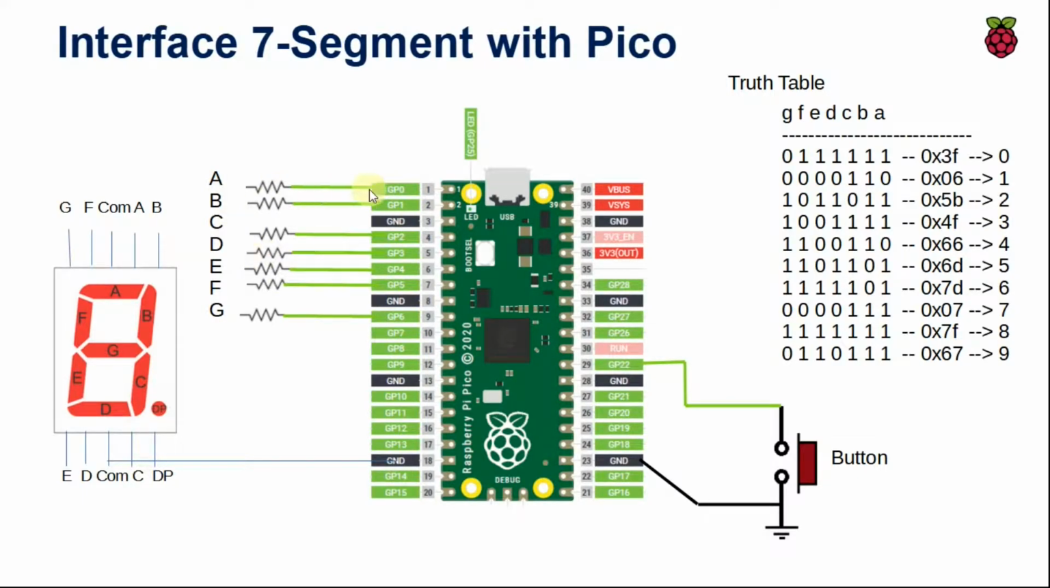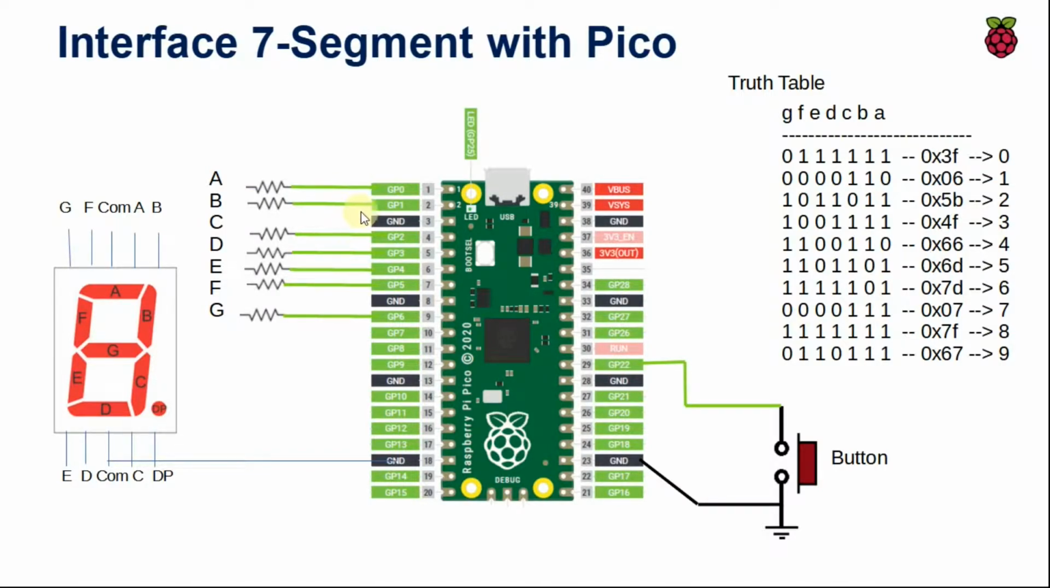So you need to connect GPIO 0 to A and GPIO 1 to B respectively, and finally GPIO 6 to the G segment. Now I have also connected the button to GPIO 22 as we did in the previous tutorials. If it is a common cathode display and you write a logic 1 to the GPIO ports, then the segment will turn on. If it is a common anode display, you need to write logic 0 to the GPIO ports.